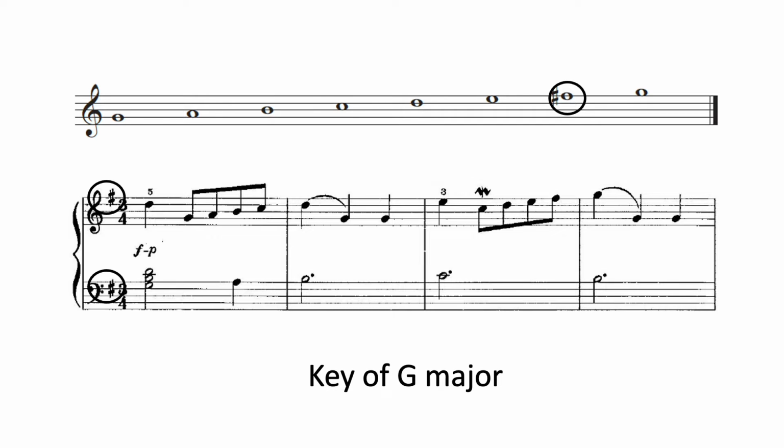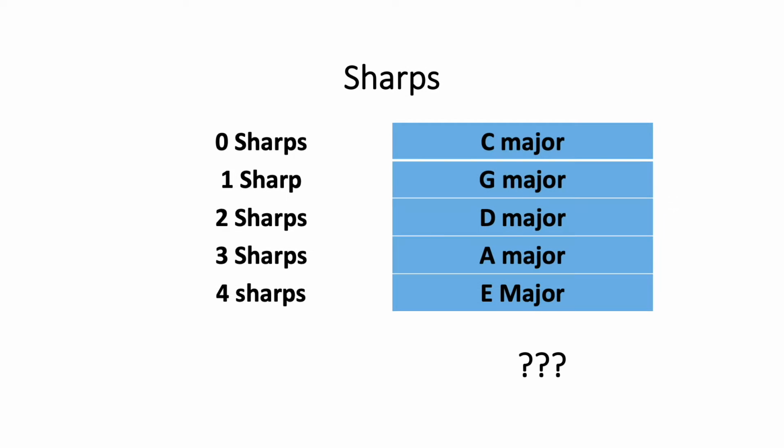Okay, but how are these keys related? Like we know that if we have one sharp, it's G major. But then how do we get the other ones, and how are they related to each other, and why are they in this order? So many questions. Okay, so it has to go back to Pythagoras.